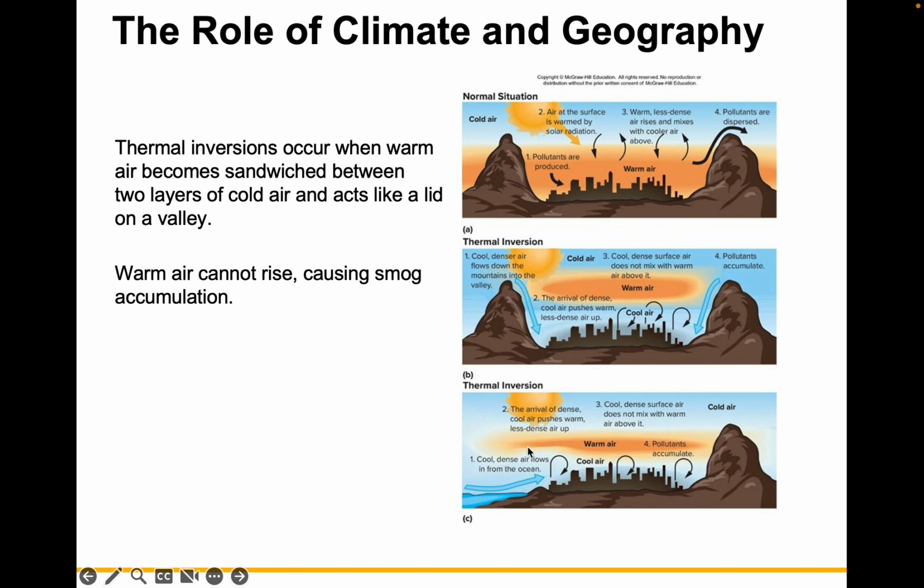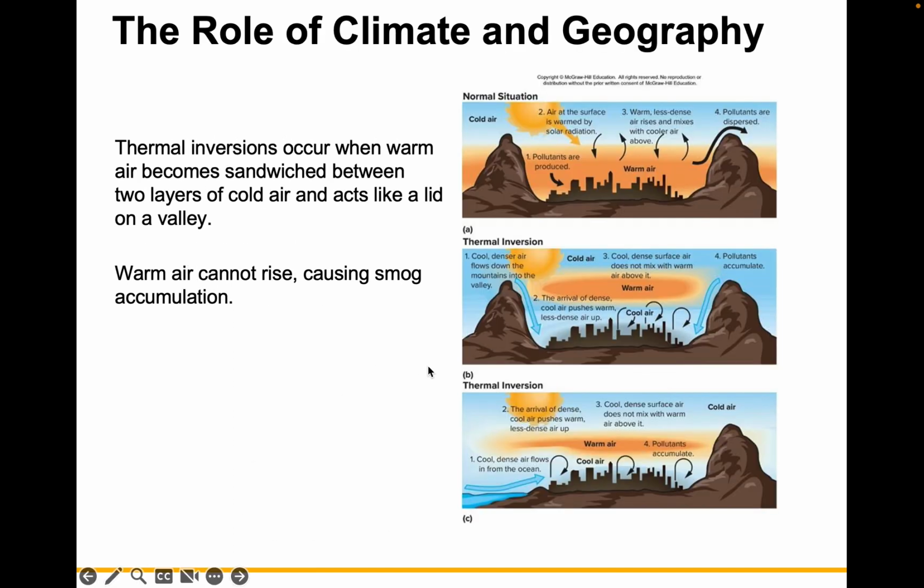And the same thing can happen here in a coastal city where we have cool, dense air flowing in from the ocean, and it's kind of compacting and trapping all of the warm air and pollutants in the smog between a coastal range of mountains and the coast of an ocean itself.